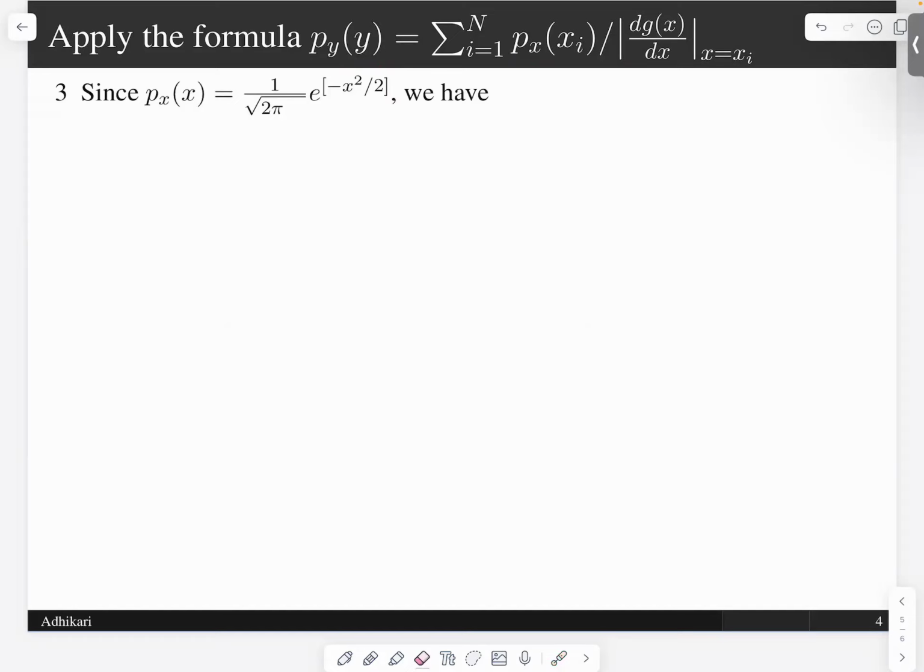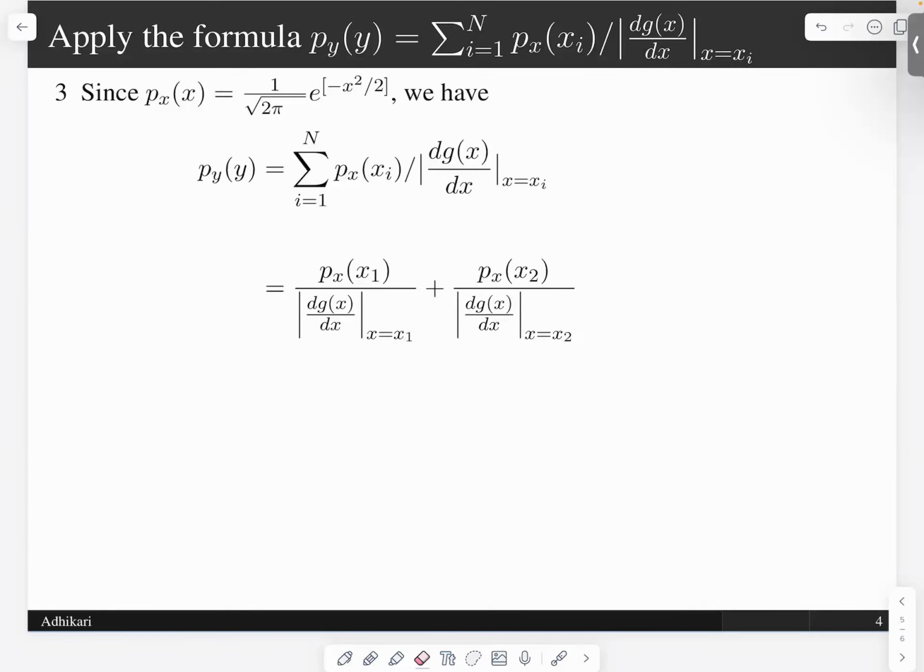Okay, so using this formula, py is now given by this sum. And since we have two roots, we're going to have just two terms in that sum. So expanding out that sum, we get this expression. And now after this step, all we have to do is substitute the expression for p of x, x1, x2, and the derivative.